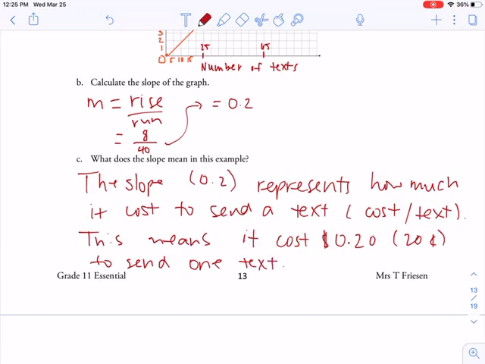Oh, how things have changed, hey? You guys don't pay per text ever, but it used to be that way. So there we go. That is the end of this lesson.